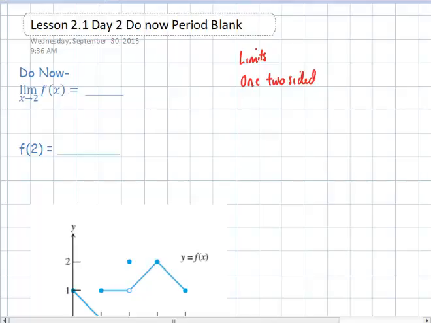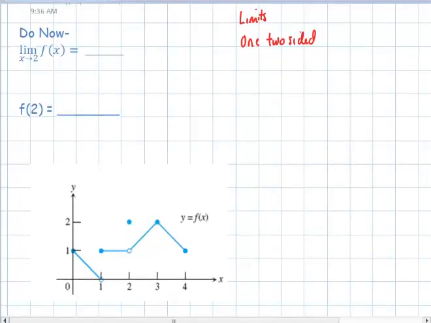So the first thing we started off with in class was a do now. In this do now we were asking, using the graph below, to evaluate the limit as x approaches 2. After doing that, we want you to evaluate the function at the value 2. So I'll pause the video and let you answer that, and then when I come back I'll share the answer.